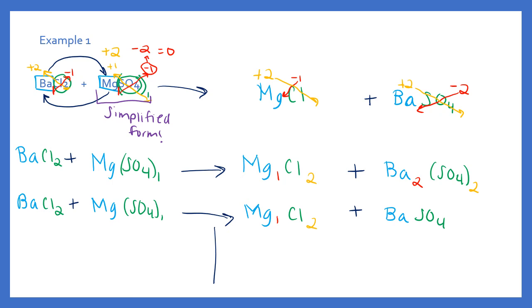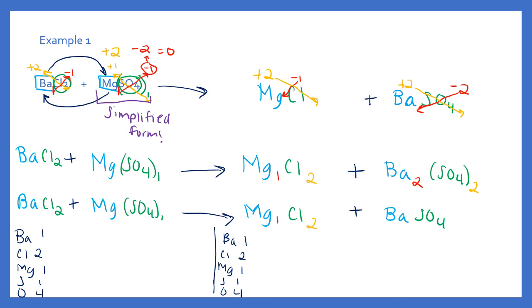So I have BaCl MgSO. It's getting tiny, but BaCl MgSO. My Ba is 1, my Cl is 2, magnesium is 1, my sulfur is 1, my oxygen is 4. My Ba is 1, my Cl is 2, my Mg is 1, my S is 1, my oxygen is 4.